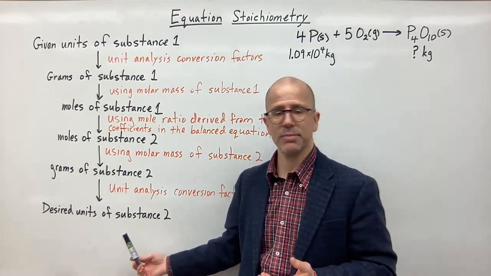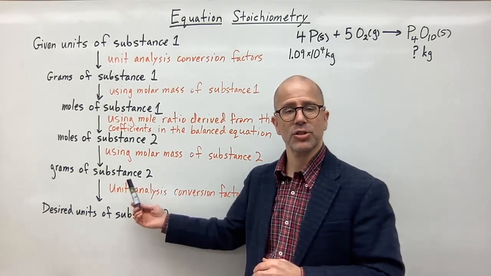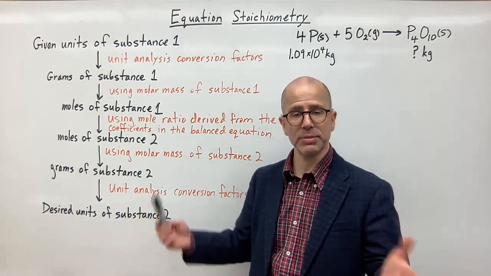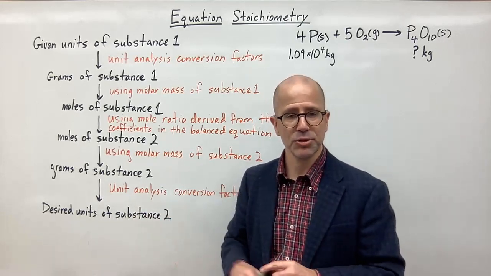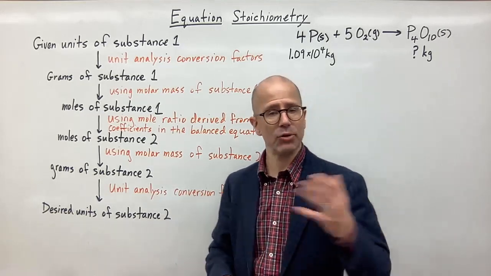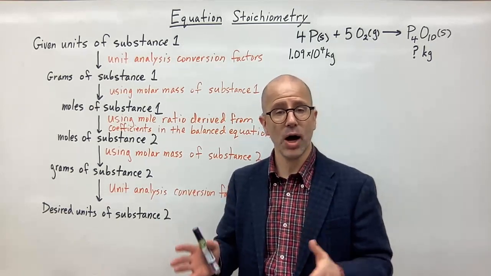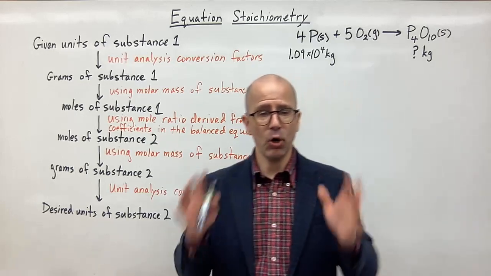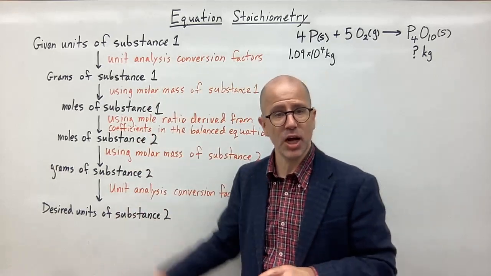Again, if it's kilograms, I'll use the conversion factor between kilograms and grams. If it's milligrams, I'll use the grams to milligrams conversion, or whatever metric conversion I need. If they want pounds, I'll convert it to pounds, or ounces, I'll convert it to ounces. Whatever unit they want, I'm going to use conversion factors to get to that unit. Okay, so I hope that's clear. With that out of the way, I hope this is a good explanation of my roadmap.